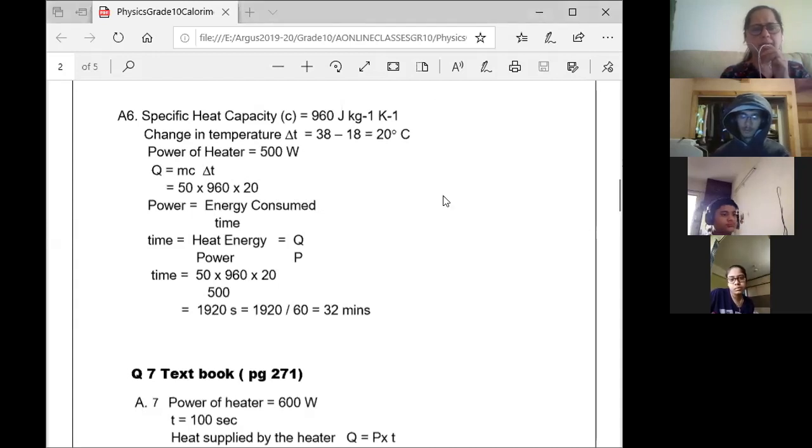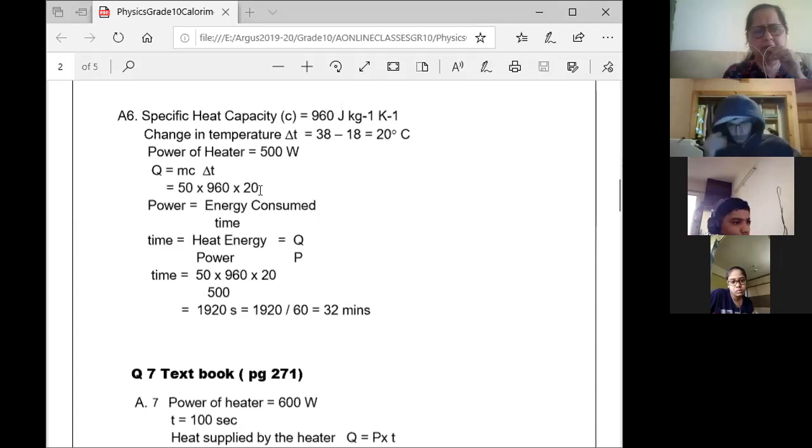So mass is given. The mass was how much for the sixth one? 50 kg, correct. Mass is 50 kg, so here it is 50, M. C is 960, right? So C I have written and delta T was 20, so I calculated Q.